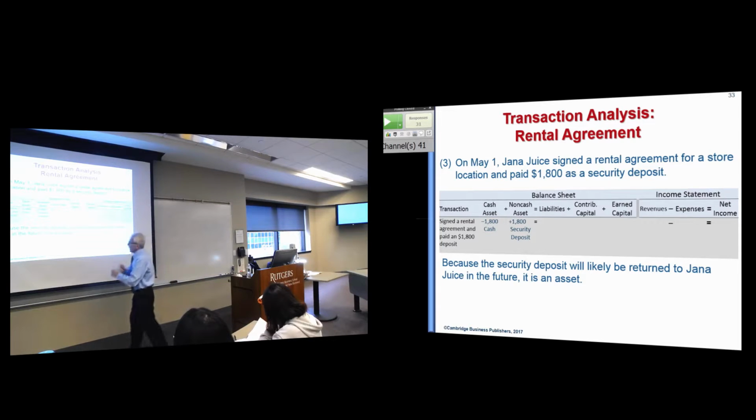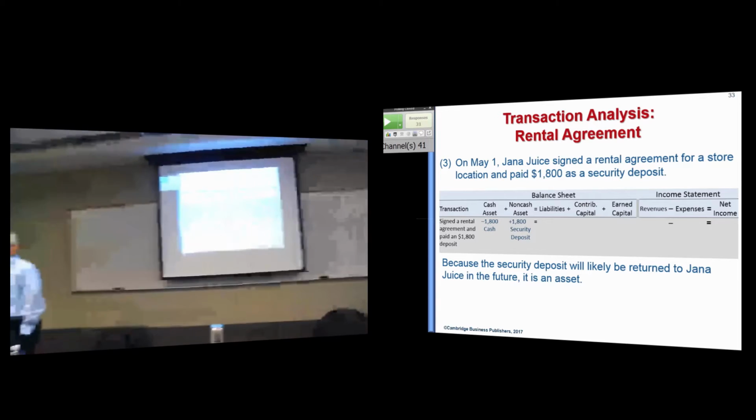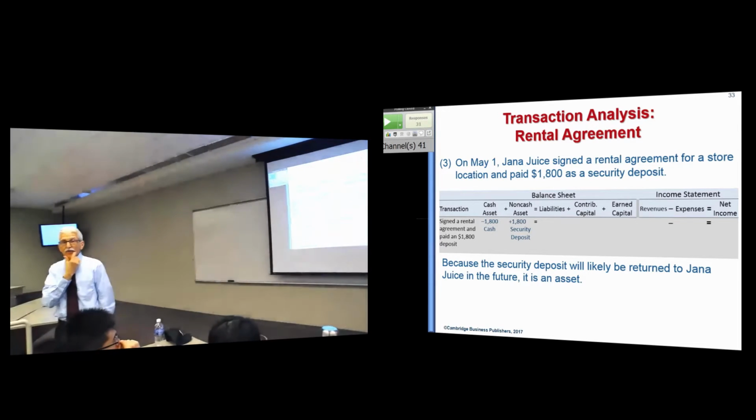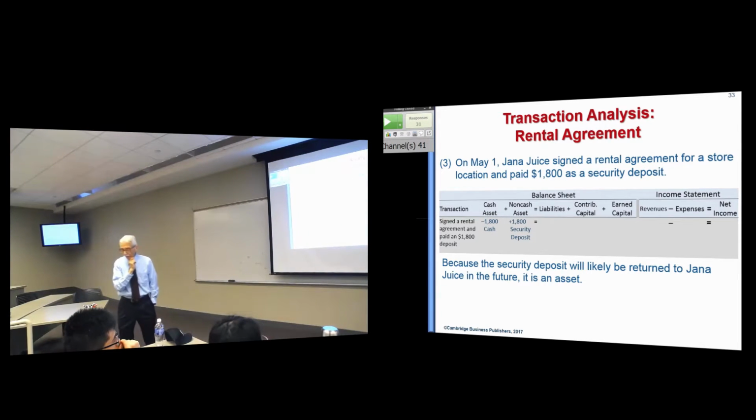Now notice you change the composition of the assets, but not the total. So what you've done in the asset section is you've taken a non-productive asset, cash, and stored it to create productive assets. You need the rent deposit to occupy the office in order to sell, or the store. Now, one of the things I'm going to ask you here is what type of activity from the cash flow side? Is that an operating, investing, or financing activity? Operating. It's an operating activity.